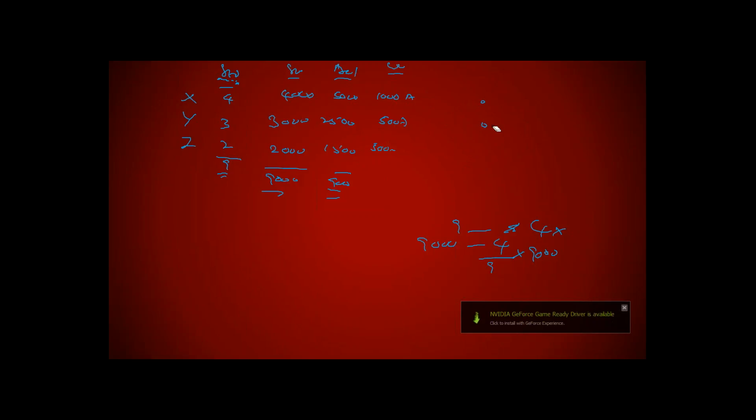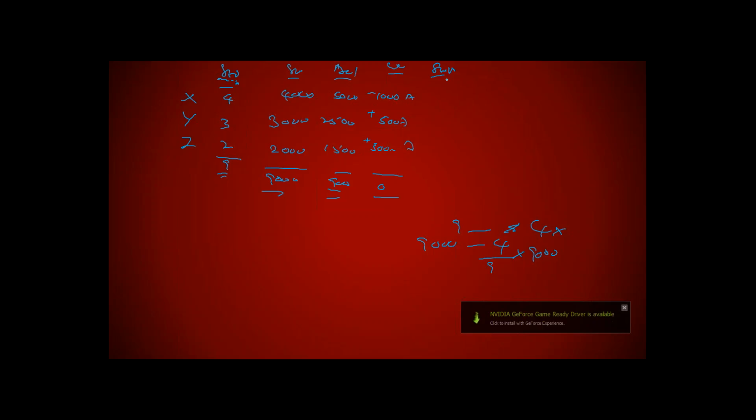If you add the variances, minus 1,000 plus 500 plus 500, the total quantity variance is 0. Correct? Yes. Now you multiply by the standard rate.